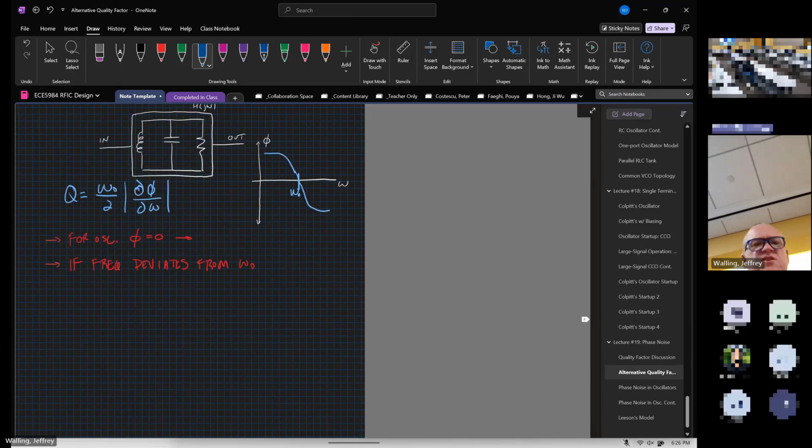So for oscillation, we're operating around that center frequency omega naught. And we know that the phase goes to 0 when omega is equal to omega naught. If the frequency deviates from omega naught, Q is basically relating to how hard the VCO has to work to restore the phase back to that zero crossing point.